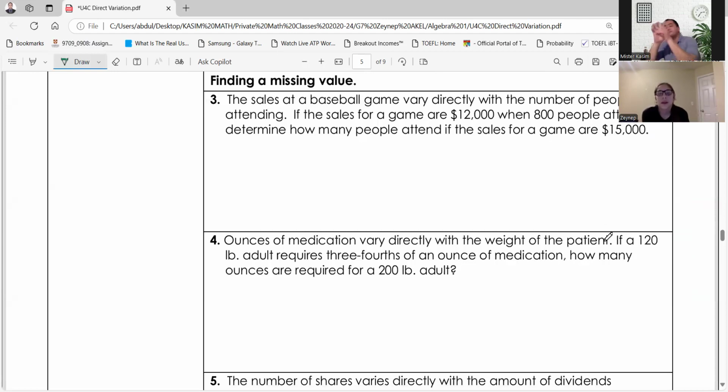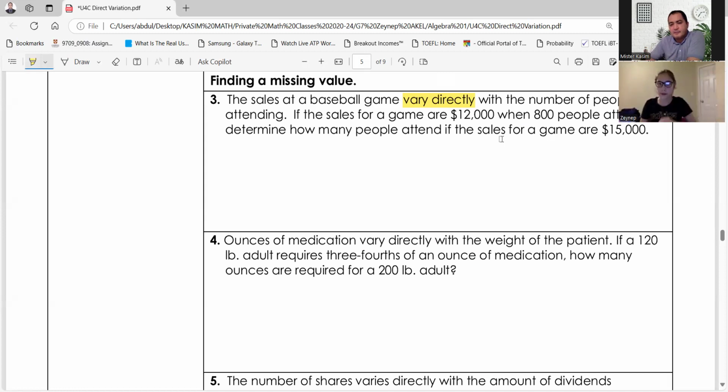Next question. Read it. The sales at a baseball game vary directly with the number of people attending. If the sales for a game are $12,000 when 800 people attend, determine how many people attend if the sales for a game are $15,000. You can understand the question, it's a very easy question, right? We can do 12 divided by 800 and then times 15.